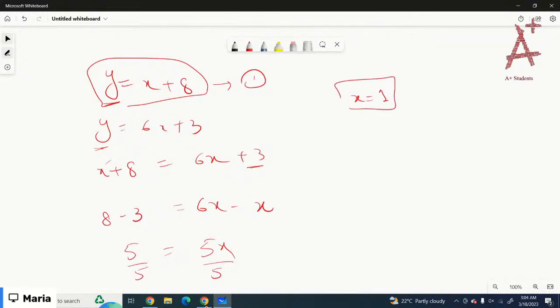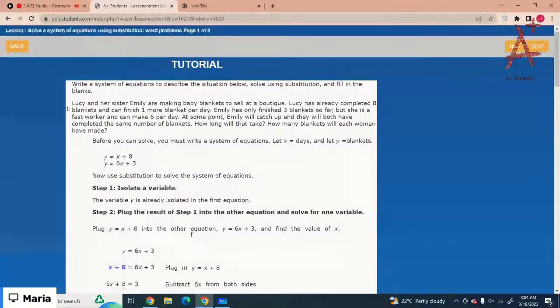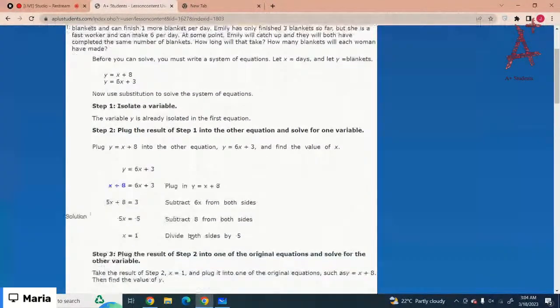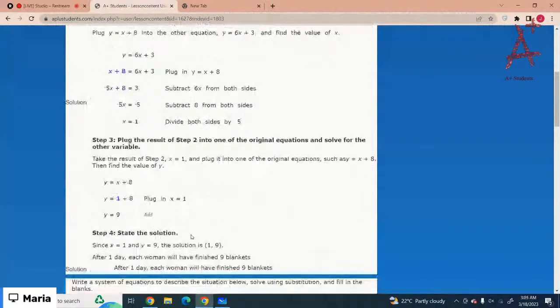Got it? You have to calculate the value of y, so just substitute the 1 in this equation. It would be y equals 1 plus 8, and 1 plus 8 equals 9. That means when x equals 1, y equals 9. Basically, x is the days and y is the blankets. That means after 1 day, each woman will have finished 9 blankets. Got it? Let's start with the practice questions.